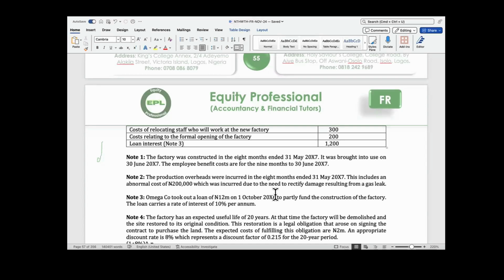So what do we do? You took out a loan of 12 million at the beginning. Do you capitalize? How much? I think everybody agrees that we capitalize, but how much? So they said the construction was 8 months, and the 10% of the 1.2 million.